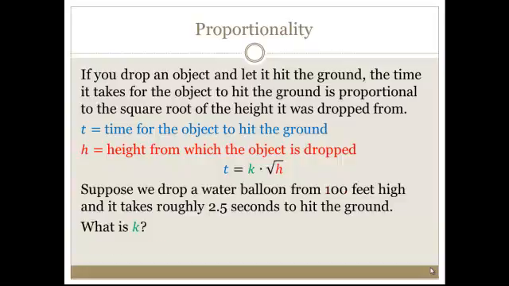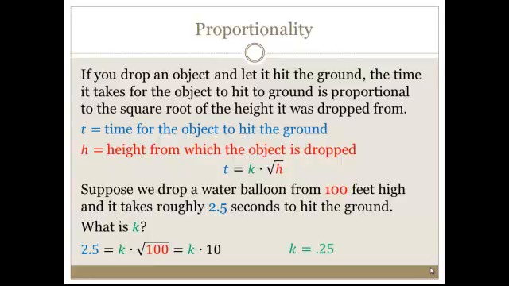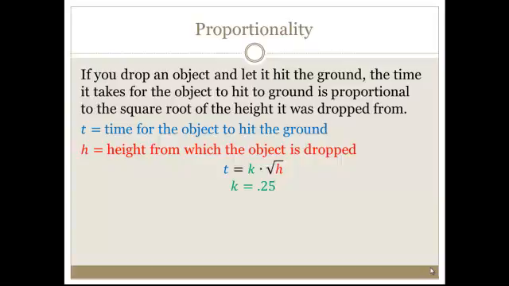Then what is k? We have that the time, 2.5, equals k times the square root of 100, the height it was dropped from, which we can simplify as k times 10. Solving for k, we get that k equals 0.25. So our constant of proportionality is 0.25. And we can write t equals 0.25 times the square root of h.